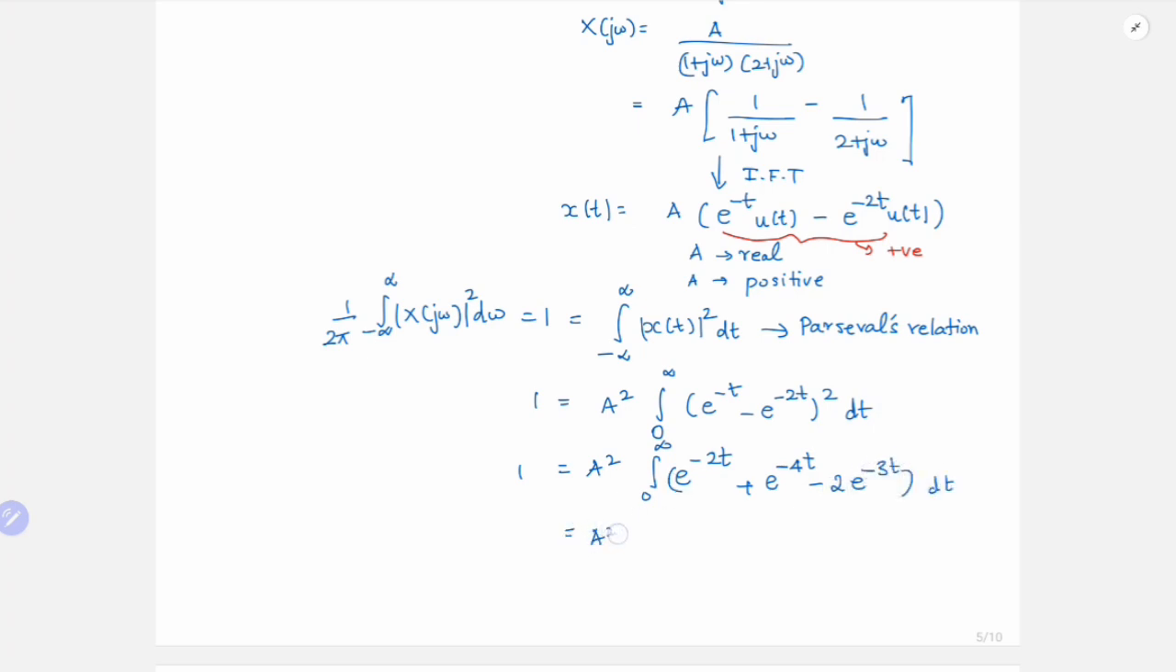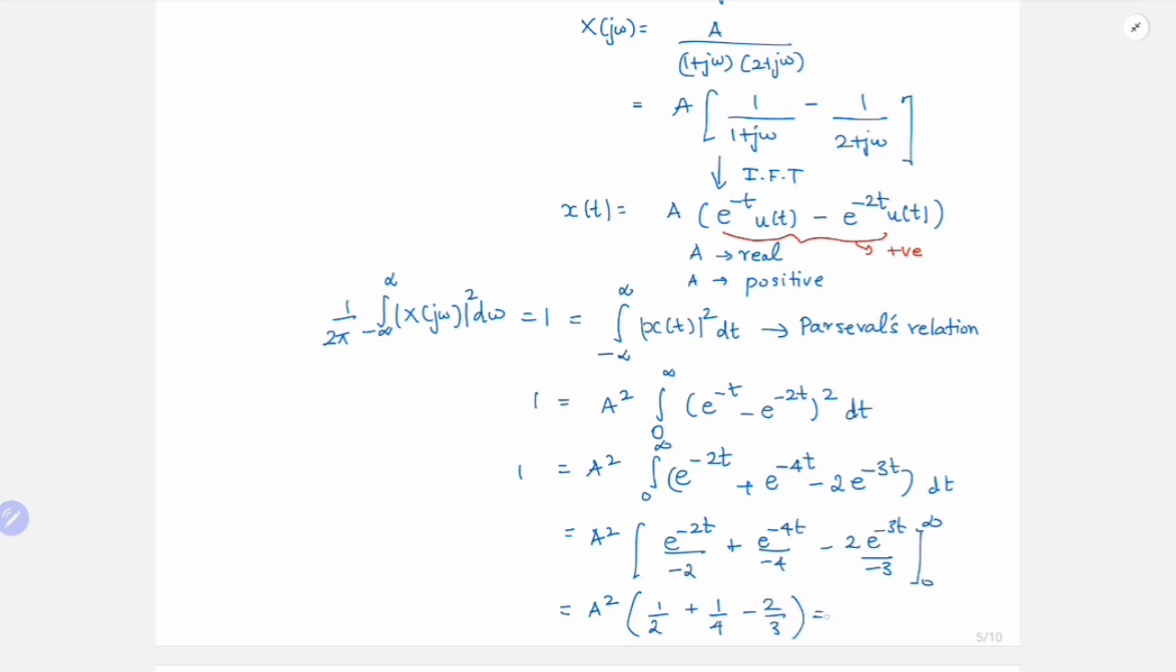So taking integral of this, what will we get? E power minus 2t by minus 2 plus e power minus 4t by minus 4 minus 2 e power minus 3t by minus 3, and the limits is from 0 to infinity. So applying infinity, all becomes 0. So then we'll get minus of this 0 term, all will become 1. So a square into this minus term is there, so it will be 1 by 2 plus 1 by 4 minus 1 by 2 by 3.